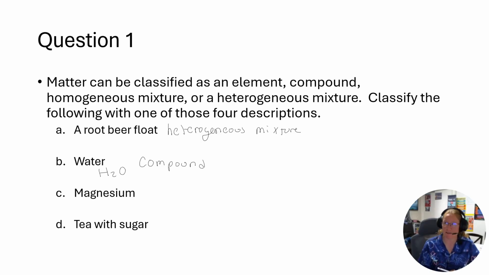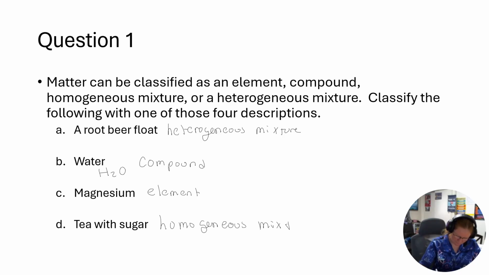All right, what about magnesium? So if I just have a piece of magnesium metal, that's going to be an element. Okay, and then what about if you have some tea and then you dissolve some sugar in it? When you look at it, can you tell the water apart from the tea, apart from the sugar? Or does it all look like one uniform mixture? It should look like one uniform mixture, so this should be homogeneous. Okay, all right.